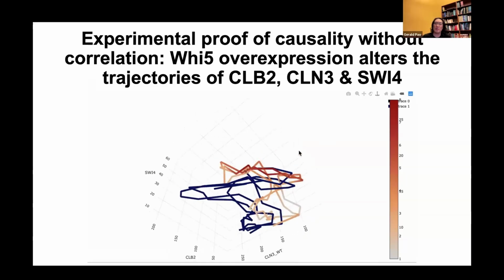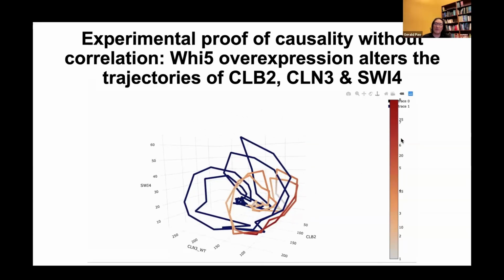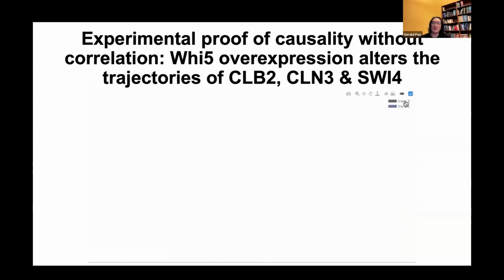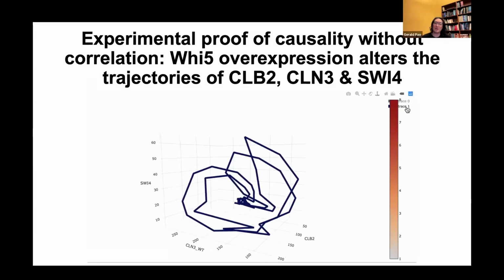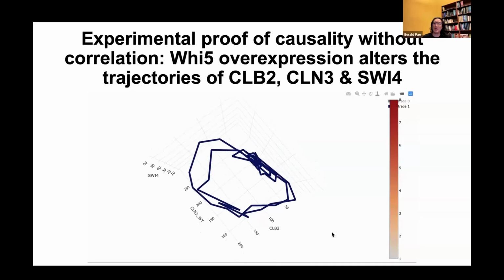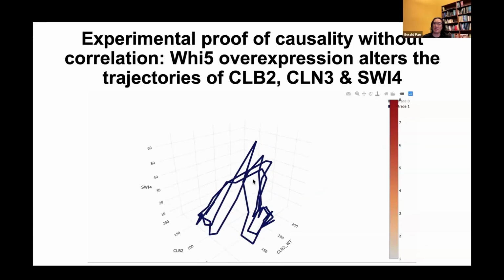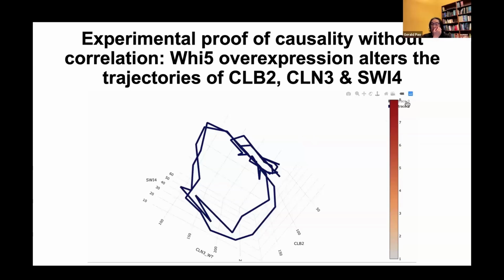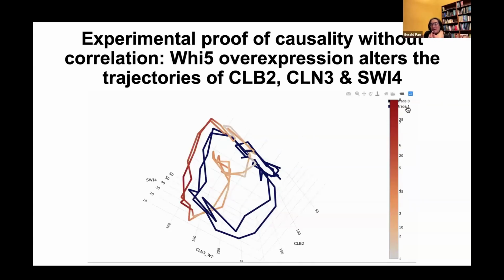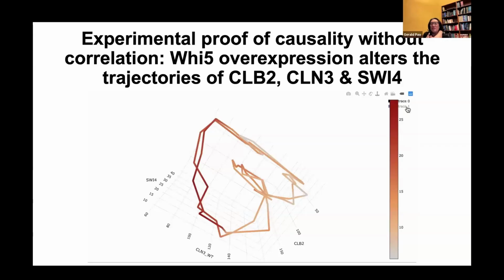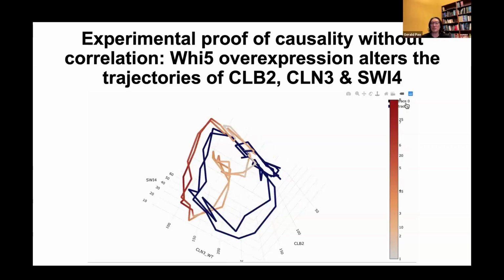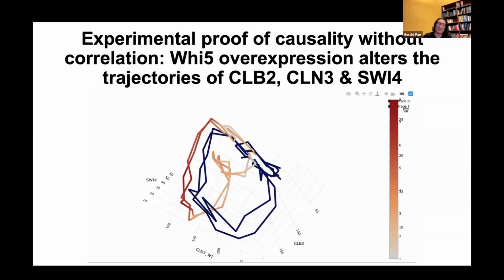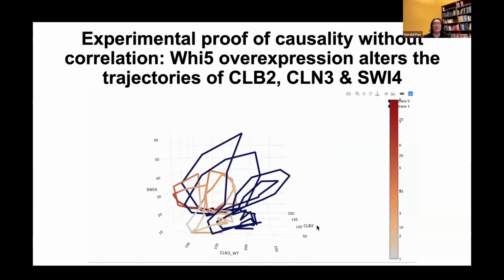When I overexpress V5, the 3 other genes altered their levels of expression and their behavior in response, although they had no correlation to each other. If they were not causally related to each other, they should not change their trajectories at all, right? So this is the experimental proof of this.